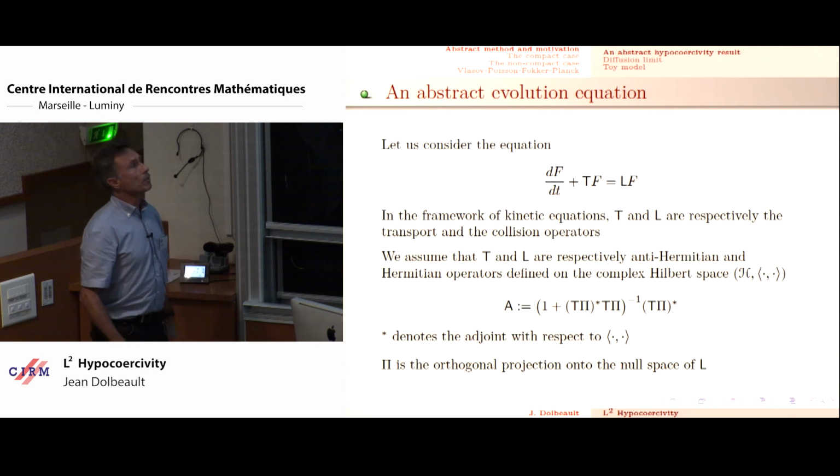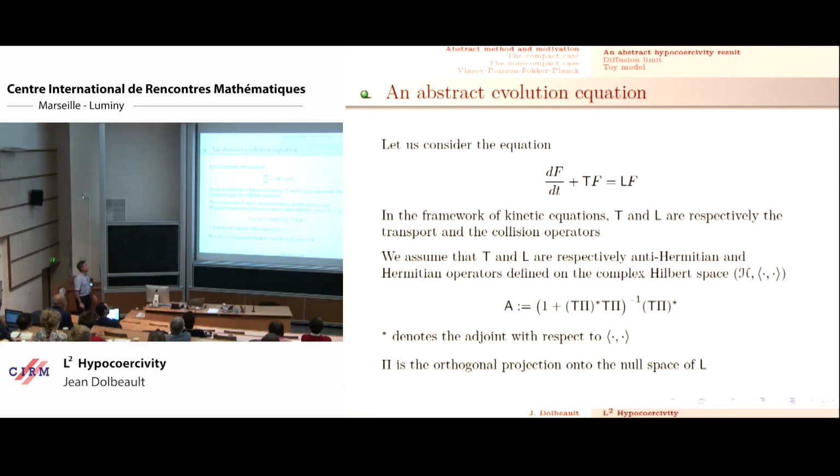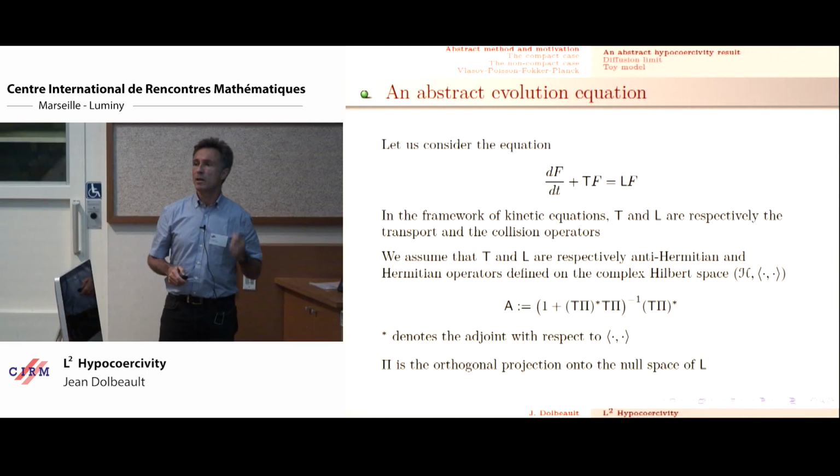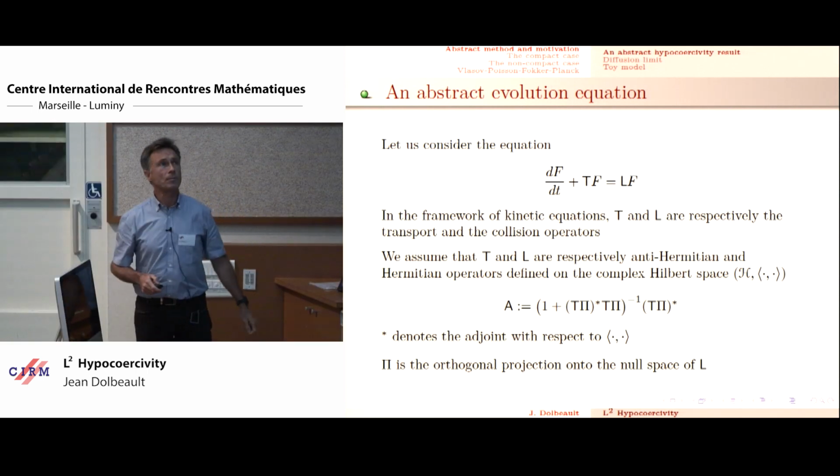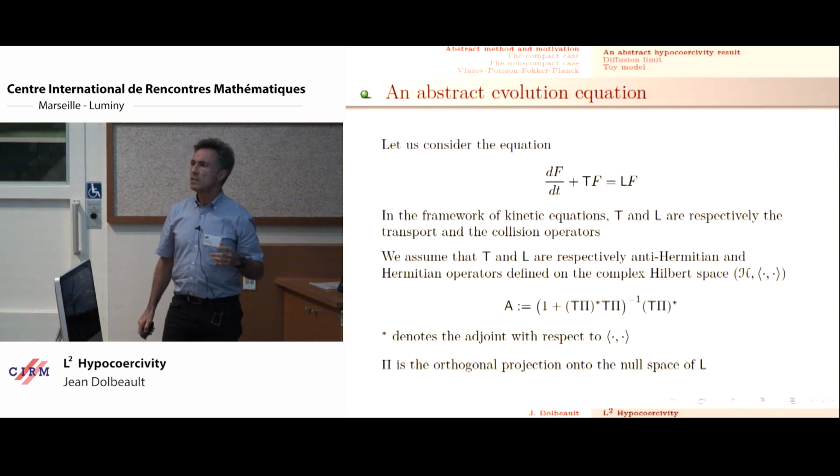The abstract framework is the following. You have an evolution equation on a Hilbert space. You have typically a linear collision operator L, which can be either of Fokker-Planck type or scattering type, and a transport operator T, which is here. The basic property we want to address is the fact that L is Hermitian and T is anti-Hermitian. I'm speaking of Hermitian and anti-Hermitian because I want to use Fourier variables, so I want to be able to work with complex variables.